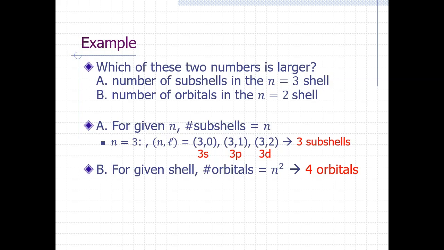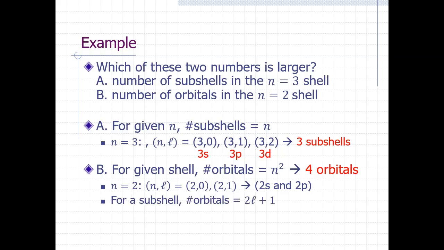So, for the second shell, there are a total of 4 orbitals. N equals 2, and n squared equals 4. Here's another way to work it out. For a given n, there are n subshells. So, for n equals 2, there are 2 subshells, 2s and 2p. For a given subshell, there are 2l plus 1 orbitals, each one corresponding to an allowed value of quantum number m.